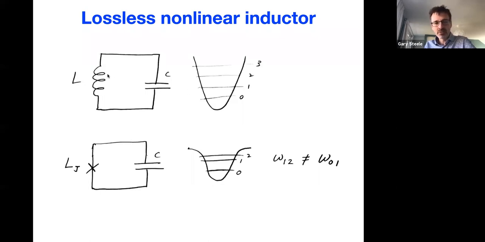If we have an LC circuit, we have a harmonic oscillator, a parabolic potential. If we put this Josephson junction in, it turns out it's exactly a cosine potential. And that's exactly what we need. A cosine potential with very low loss gives us the spectral resolution of these 2 different transitions.